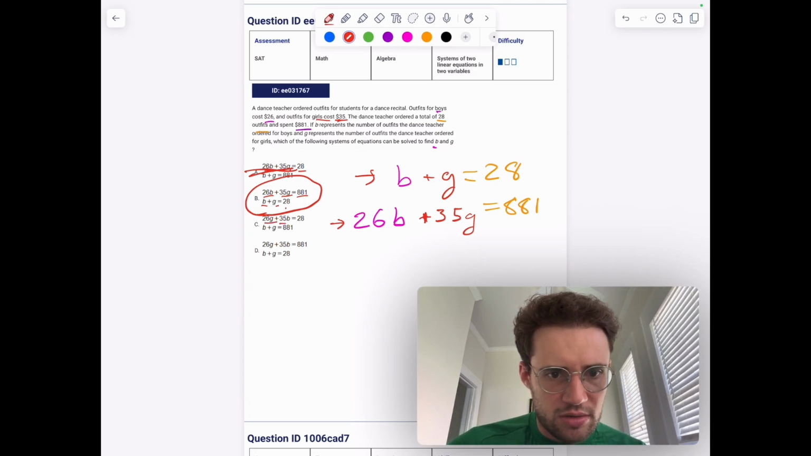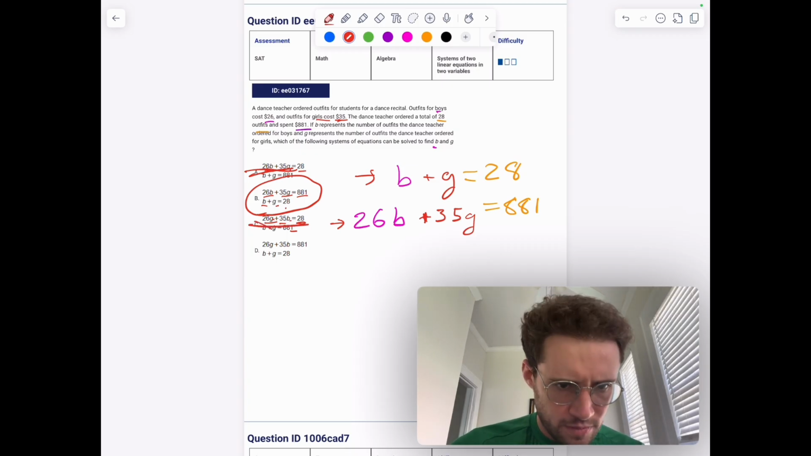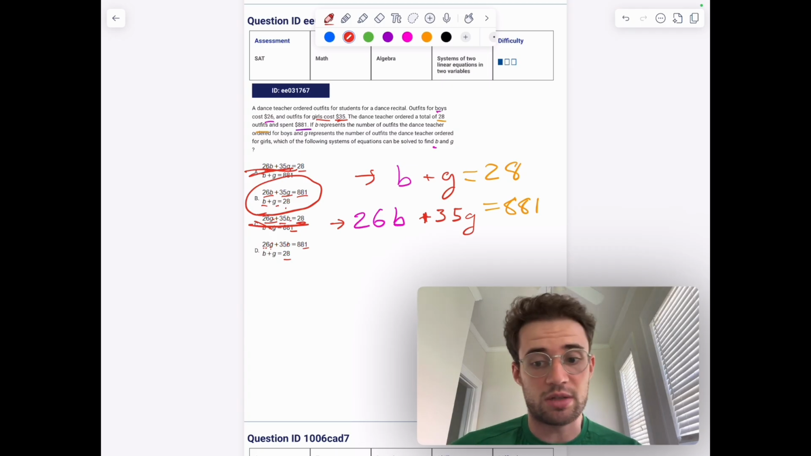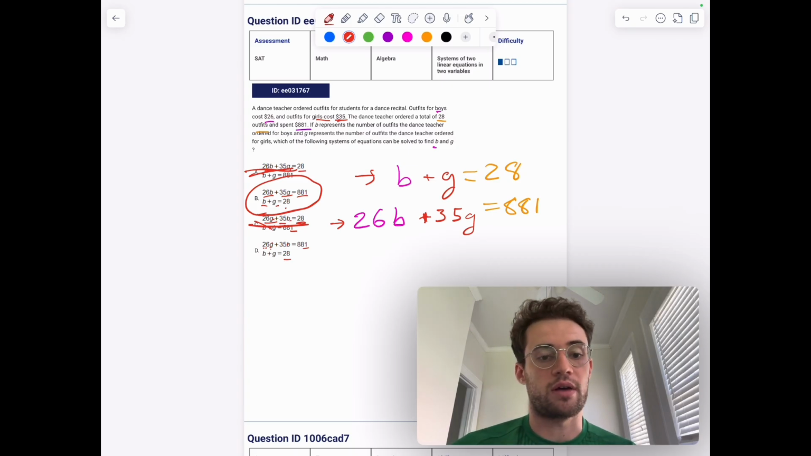So this one they changed the variables. They multiplied the price of the boy outfits times the number of girl outfits, and they had them add up to 28. So this is just wrong in two ways. And then here they again switch the variables. They do have the numbers in the right place now, but it's just the fact that 26 should be multiplied. 26 is the price for the boy outfits, so that should be multiplied by the number of boy outfits, and 35 should be multiplied by the number of girl outfits at the cost of the girl outfits. It's the error with D. So B is the correct answer here.